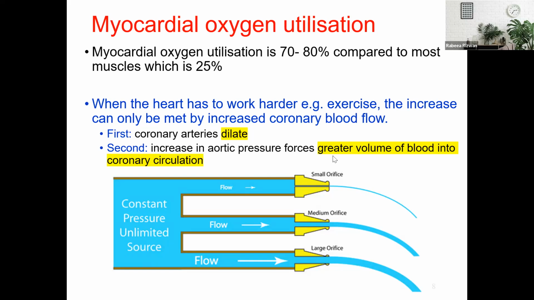And secondly, the volume of blood is also increased by increasing the aortic pressure to provide good coronary circulation. So this picture gives you an example of how blood flow is regulated by narrowing and dilating the lumen of an artery.